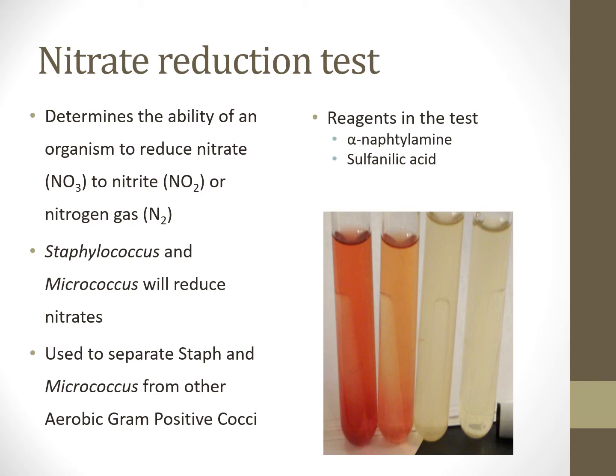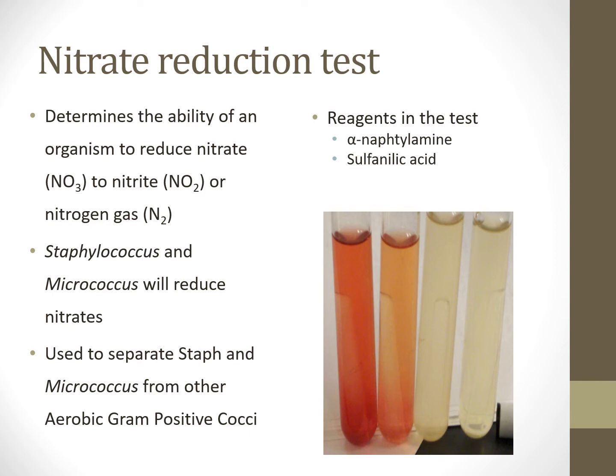Okay, the reagents used in this test are alpha-naphthylamine and sulfanilic acid, and then we use a third reagent known as zinc. So if you take a look at that picture on the bottom right, you can see that the two tubes on the right are negative for nitrate reduction, and the two tubes on the left are positive for nitrate reduction. So essentially what I've done is I've added equal parts of alpha-naphthylamine and sulfanilic acid to my tube that's growing my Staphylococcus or Micrococcus. If it turns red, it means it's reduced nitrates to nitrites.